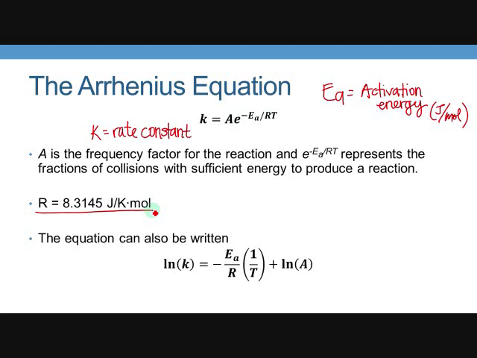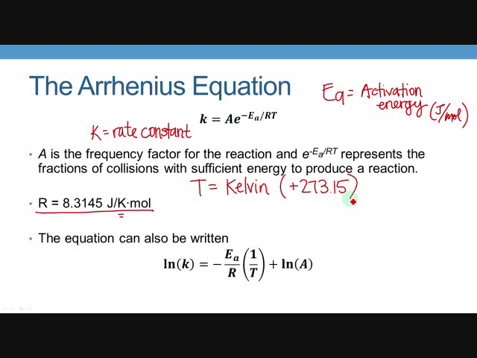Okay, and then the value for temperature, if you look at the unit on the R value, temperature has to be in Kelvin. So remember, that means you add 273.15 to the Celsius value. Okay. Now, we might not always use this first top equation. Instead, the equation can also be written in linear form.